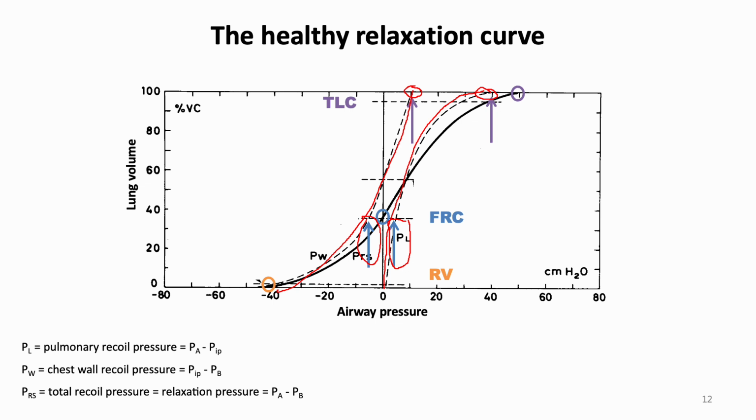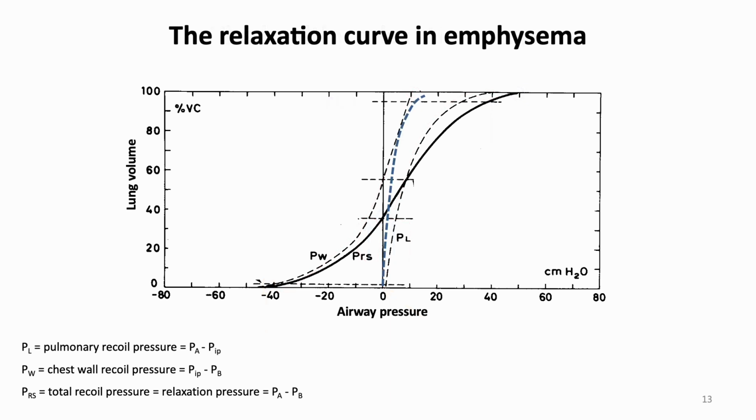So let's apply this to a clinical condition, emphysema. What happens in emphysema? Well, that's what I tried to show here. In emphysema, there's a destruction of lung tissue and a loss of collagen and elastin fibers within the three-dimensional structure of the lung parenchyma, which means that compliance increases. When compliance increases, that means that the recoil of the lung tissue decreases.